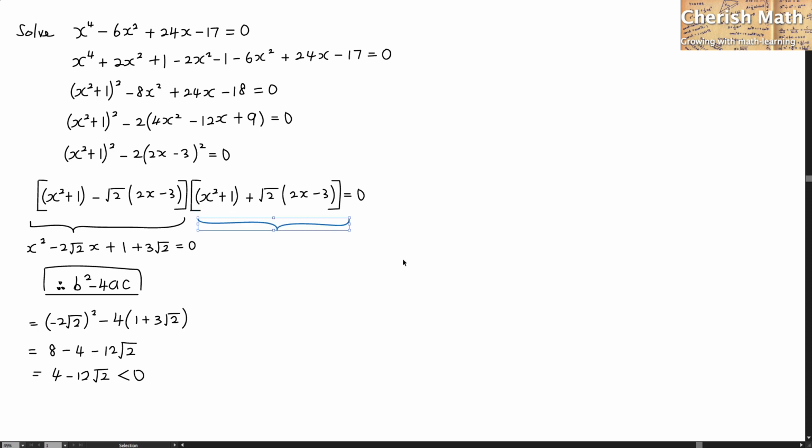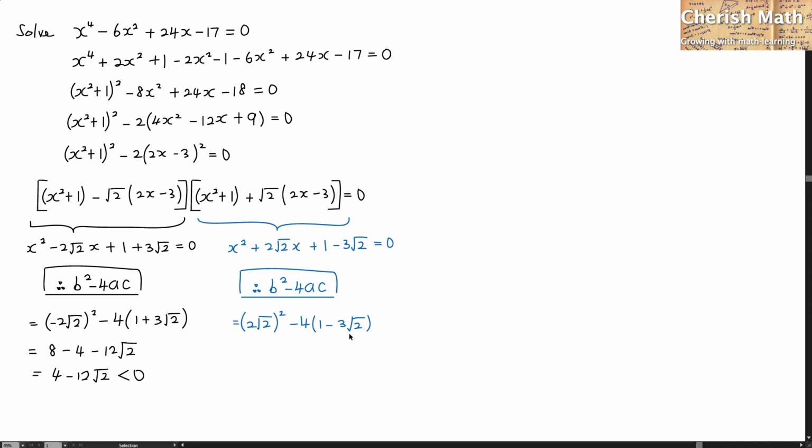For the second part here, I'm going to use the blue pen to describe it. Expanding it, this is what I get. And I'm going to use the same discriminant that I used earlier. Substitute the values of b, a, c. This is how it comes. Expanding it and rearranging after the summation, I'm getting 4 plus 12 square root of 2. And this value is larger than 0, which gives us a positive value. So the value of x in our case here is solvable.